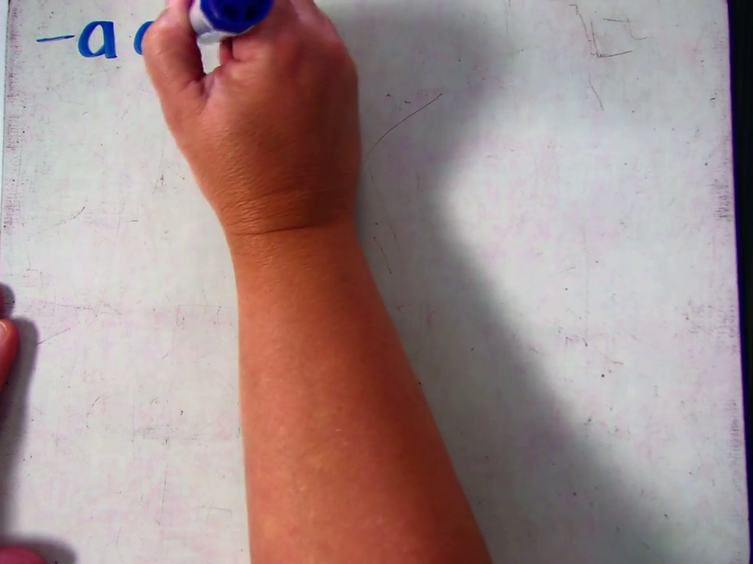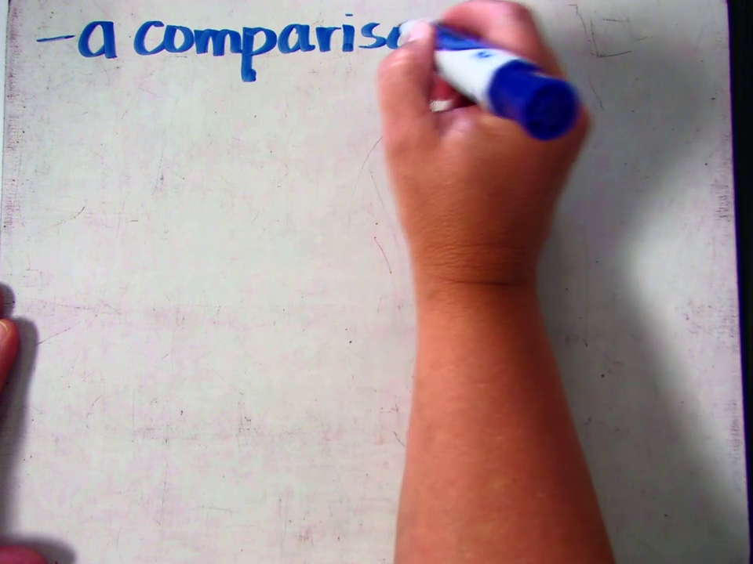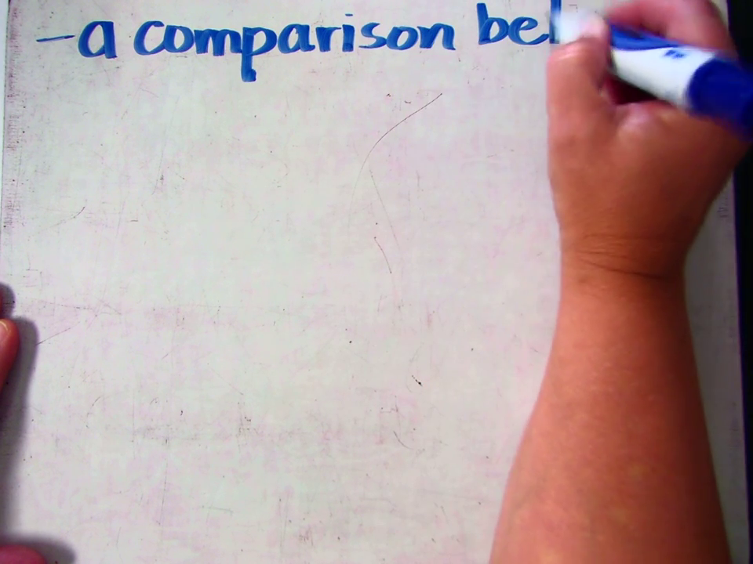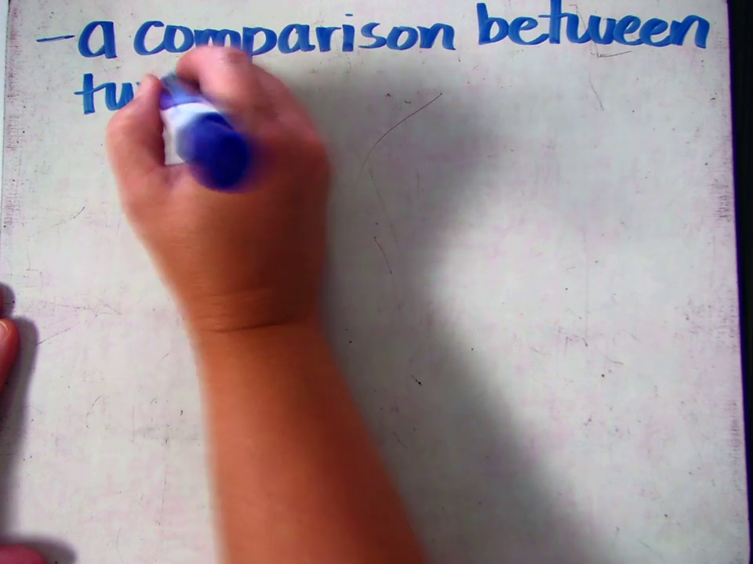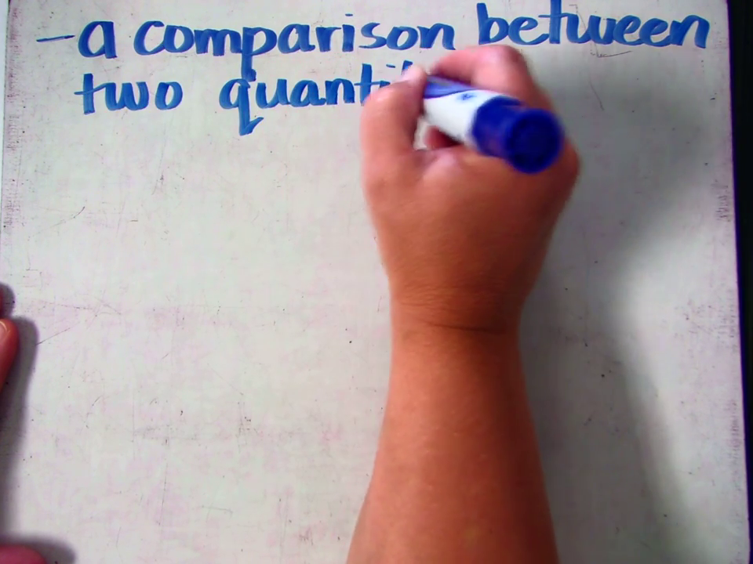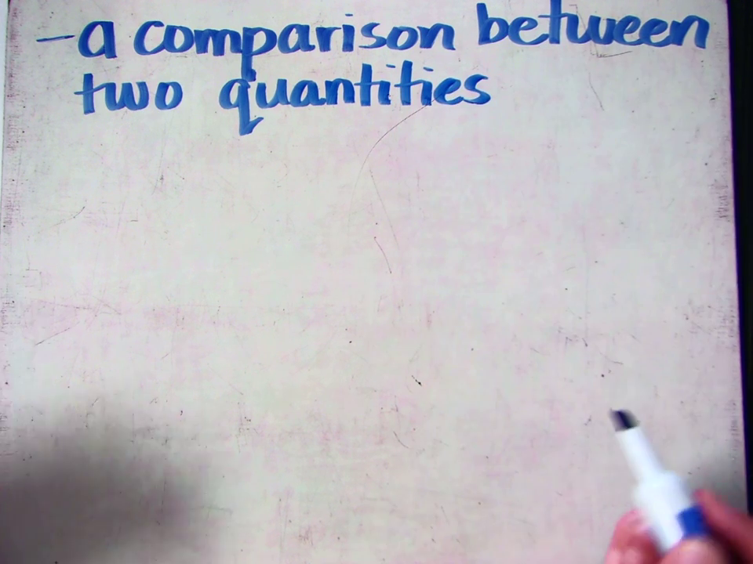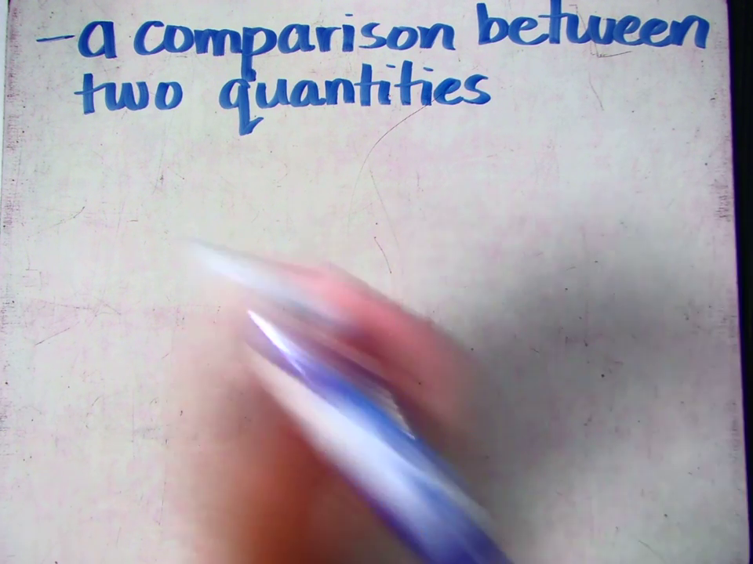A ratio is a comparison between two quantities. A comparison between two quantities.